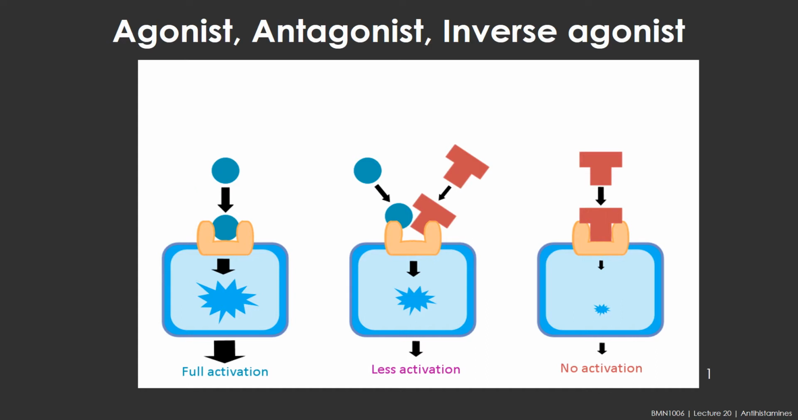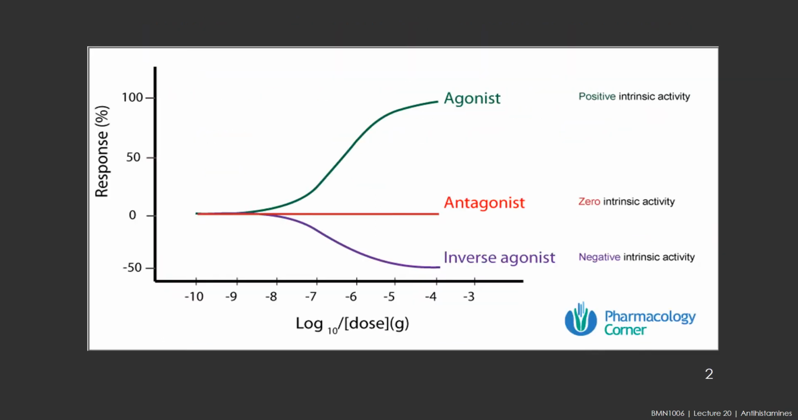By looking at this diagram, can you tell me which one is an agonist, which one is an antagonist, and the inverse agonist? Well, this one is an agonist. In other words, an agonist will always increase the response from a receptor, so it is positive, while an antagonist blocks the response from a receptor, so it is neutral or zero, while an inverse agonist decreases the response from a receptor, so it is negative.